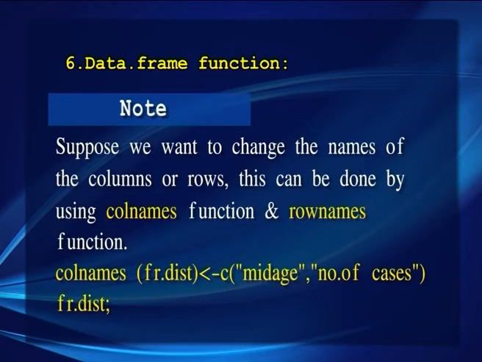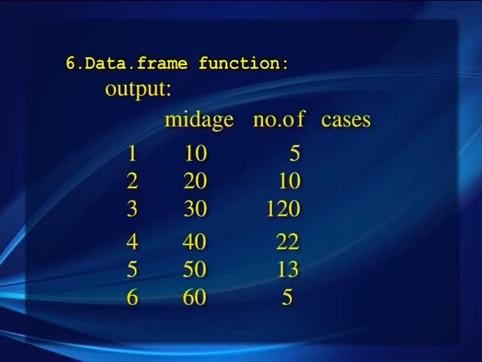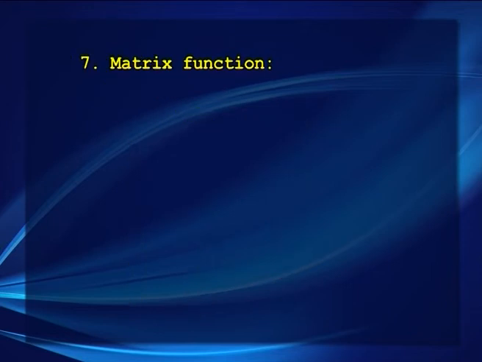Suppose we want to change the names of the columns or rows. This can be done by using the colnames function and the rownames function. colnames(fr.dist) assignment operator c, open the bracket and within double quotes give mid-age, again within double quotes number of cases, close the bracket, and if we type fr.dist in the output we see that the column names are changed.